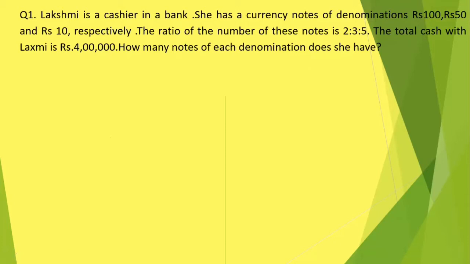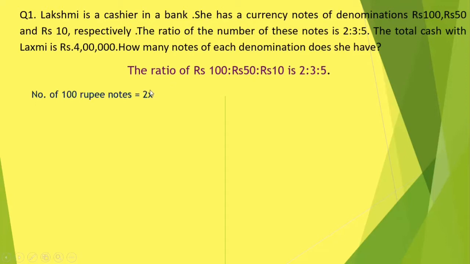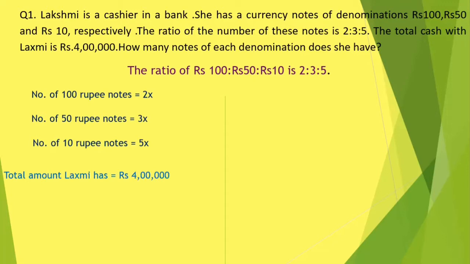Okay, now the common constant, let us take it as x. So the ratio of 100 rupee to 50 rupee to 10 rupee notes is 2:3:5. So let us take the number of 100 rupee notes as 2x, 50 rupee notes as 3x and the number of 10 rupee notes as 5x. Now how do we get the money? The total amount which Lakshmi has is 4 lakh. So the amount we get is denomination multiplied by number of notes.